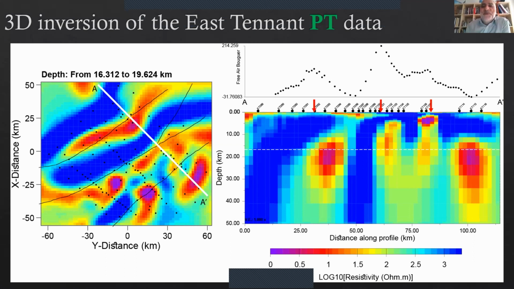Okay, so looking at the fault location again, derived from the gravity, we see that this conductive anomaly that is located in the northwest direction is correlated with that peak in the gravity data and the location of that fault line.